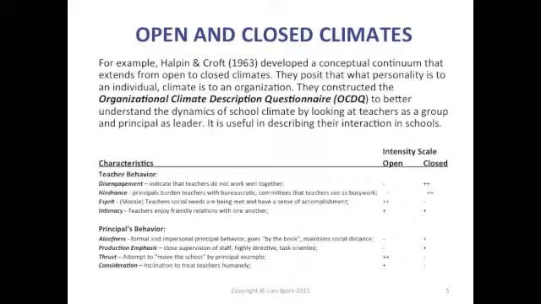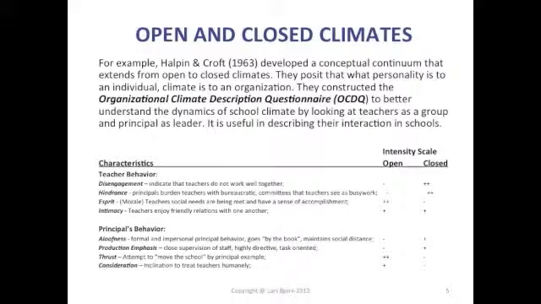The characteristics targeted by the questionnaire include teacher behavior and principal behavior. With regard to teacher behavior, they describe disengagement as indicating that teachers do not work well together. Hindrance refers to principals burdening teachers with bureaucratic committees that teachers see as busy work. Esprit or morale refers to teachers' social needs and whether they are being met and whether they have a sense of accomplishment. The notion of intimacy refers to teachers enjoying friendly relations with one another in the work setting.